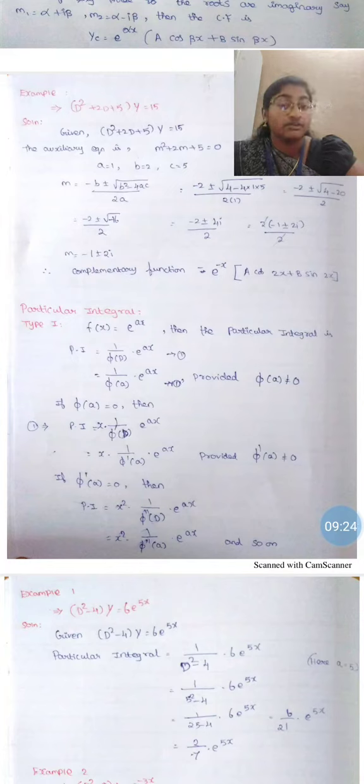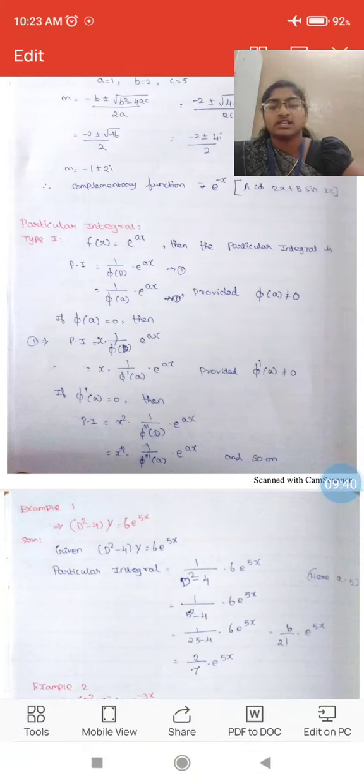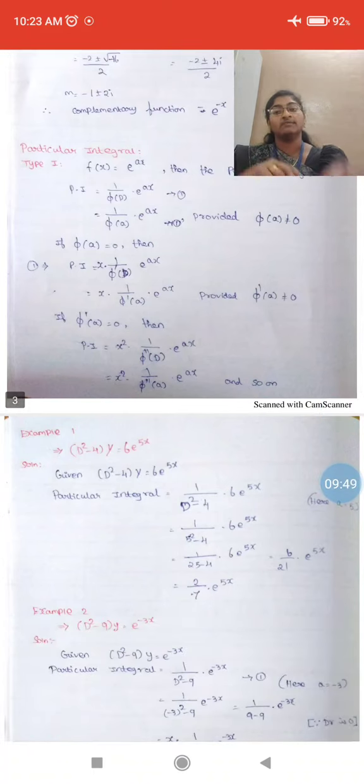If phi dash of a equal to 0, then the particular integral will become, taking differentiation again in this, x square into 1 divided by phi double dash of D into e power ax, again changing this D as a, and so on. So the process will go on like that. So this is our type 1. We'll see the example in this. I'm taking 2 examples for this type.